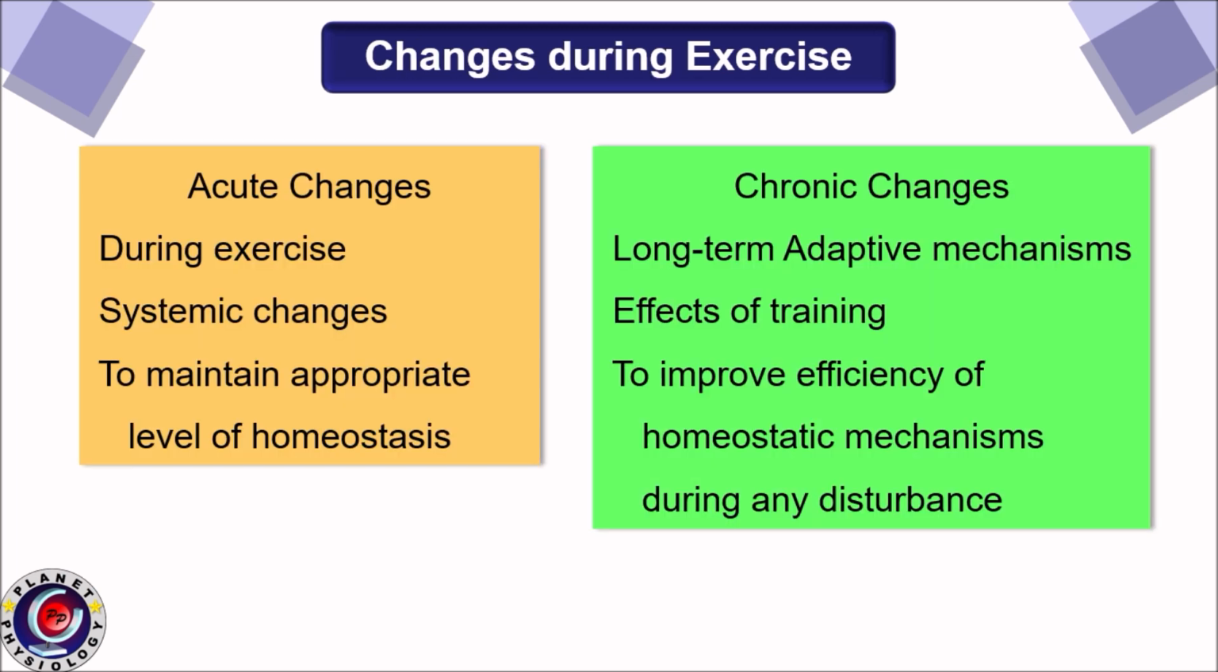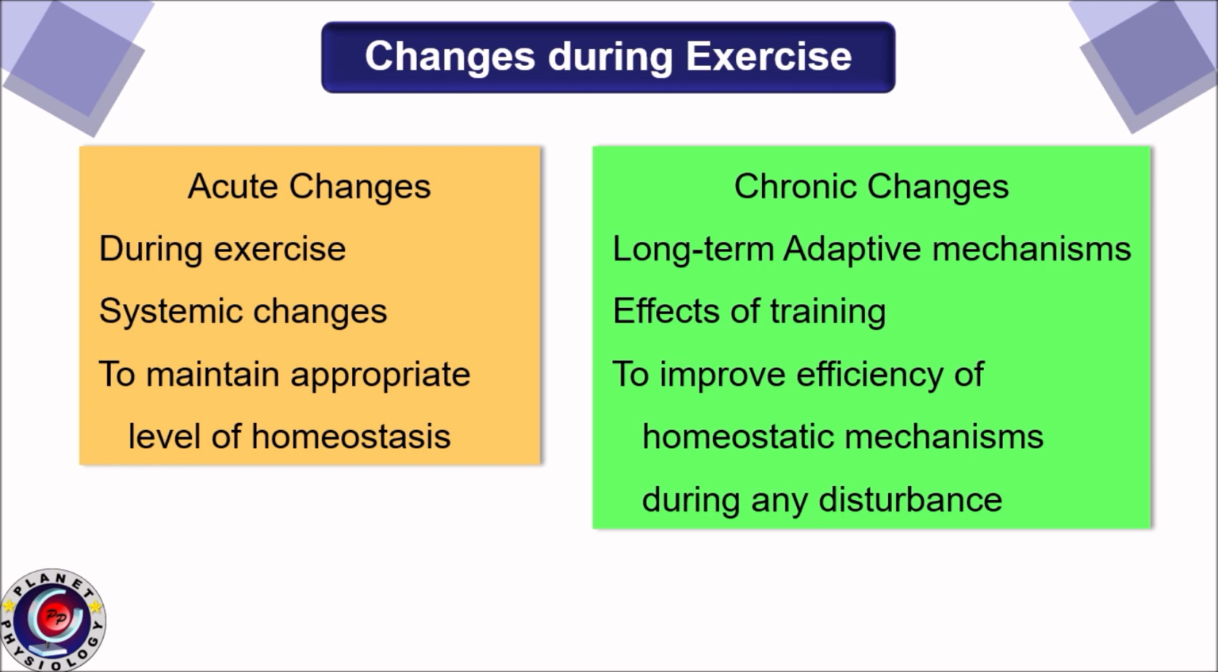Now let us study the changes that take place during exercise. These changes we can classify into two: acute changes and chronic changes. Acute changes are the changes taking place during exercise, and these are usually systemic changes, mainly directed to maintain an appropriate level of homeostasis during exercise. Chronic changes are long-term adaptive mechanisms that take place due to continuous exercise programs, which is called the effect of training.